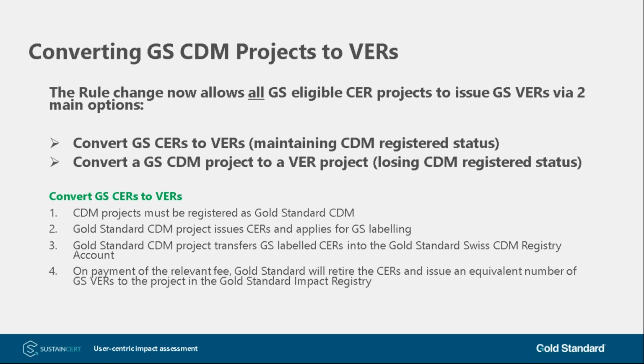Once these have been issued, the project must transfer the Gold Standard labeled CERs into the Gold Standard registry account. That's the preferred option. There is another way in which CERs can be cancelled, proof supplied, along with the reason for cancellation. In both instances, the point being that the CERs cease to exist. And the reason for it is also clear. And then finally, once the relevant fee has been paid, Gold Standard will issue an equivalent number of GSVERs to the project in the Gold Standard registry.